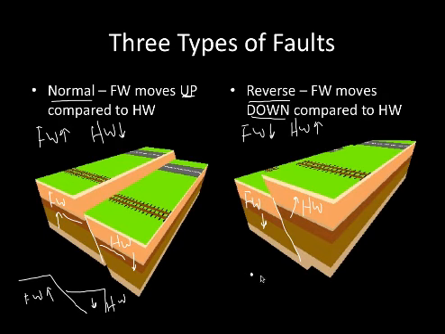Here's a reverse. Here we have a hanging wall. Here we have a footwall. Notice that the footwall looks like it's moved down, and the hanging wall looks like it's moved up. So here you have pictures to draw and your definitions.